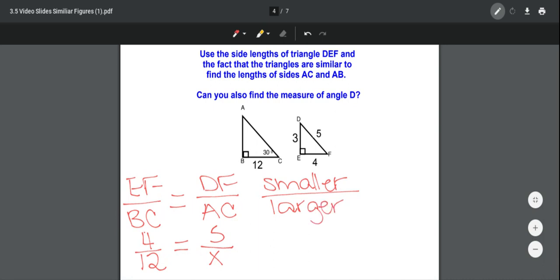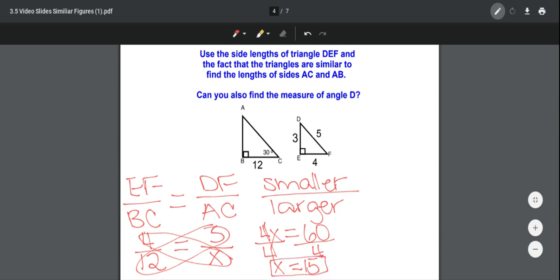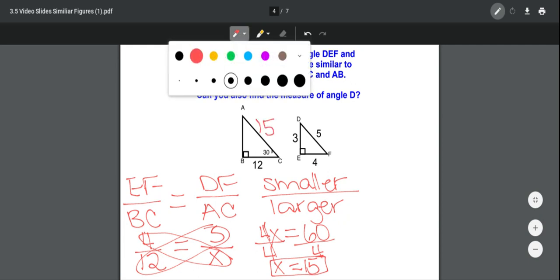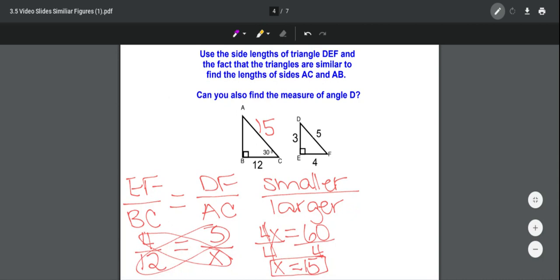Okay, so let's cross multiply to solve the proportion, and we are left with 4x is equal to 60. When we divide by 4 on both sides, we are left with x equals 15. So now we know that the length of AC is 15. Let's use the same technique to find the length of AB.